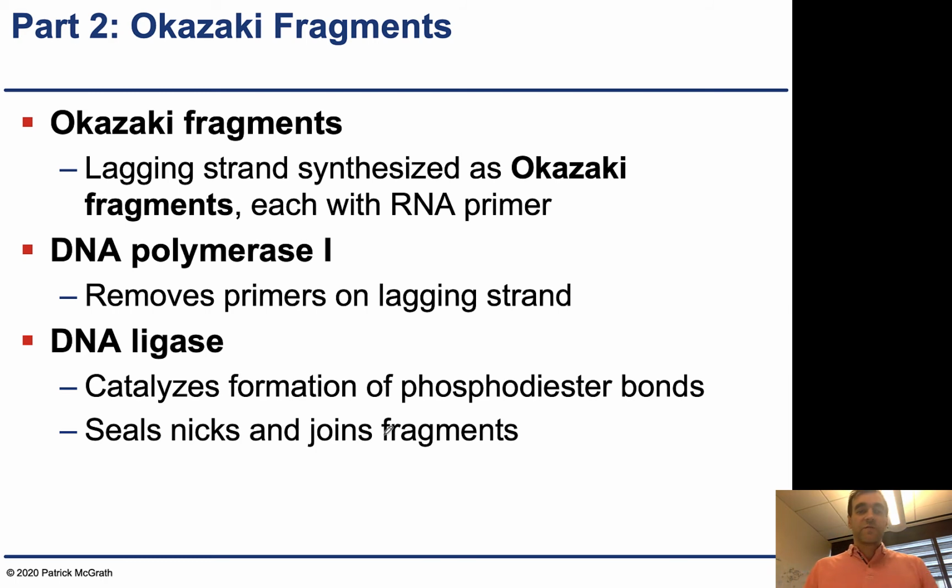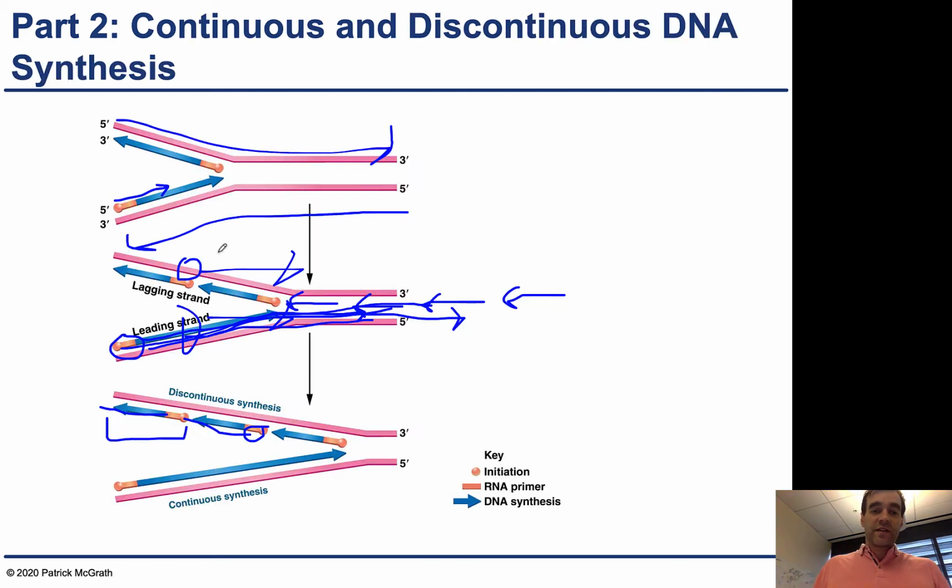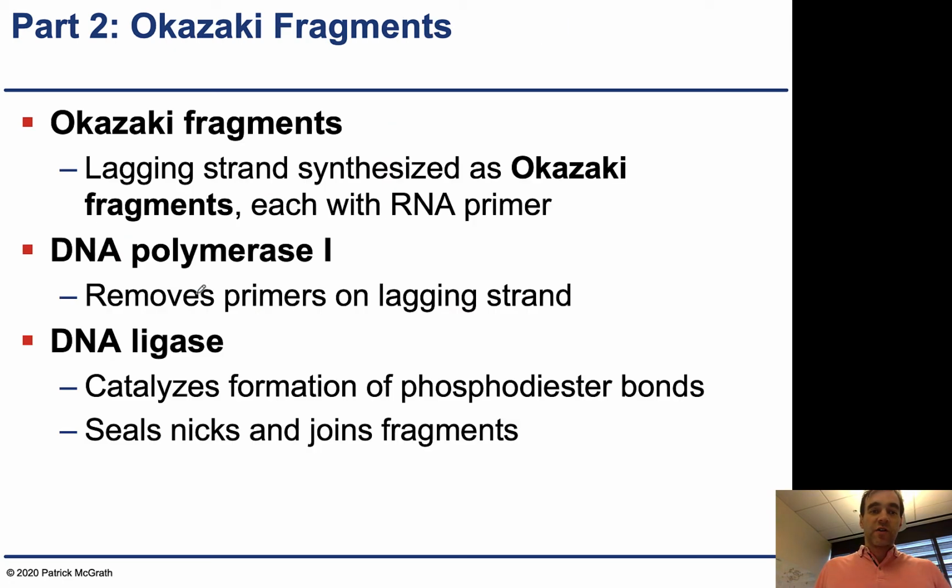And so the fact that this lagging strand has all of these fragments, these are called Okazaki fragments. So the lagging strand is synthesized as Okazaki fragments, each with an RNA primer. Each of the Okazaki fragments starts at the 5' end with an RNA primer. And then as replication proceeds, these slowly get replaced and removed.